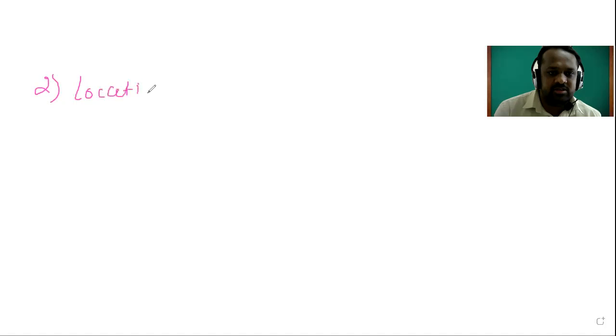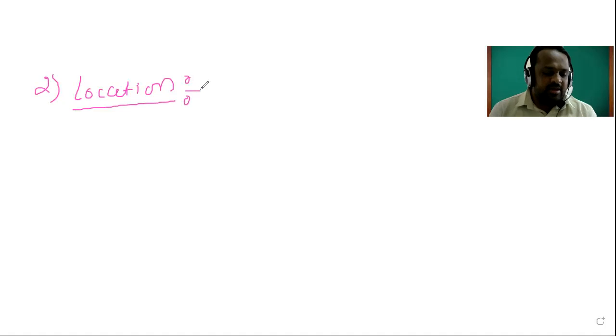Location. Position. Okay, we'll take location. First of all, we'll take the location. Okay, location means what? It is showing the place. Just again, that location, how many characteristics does it have? Three characteristics are there. Right?